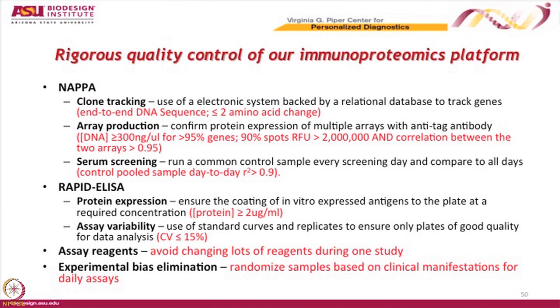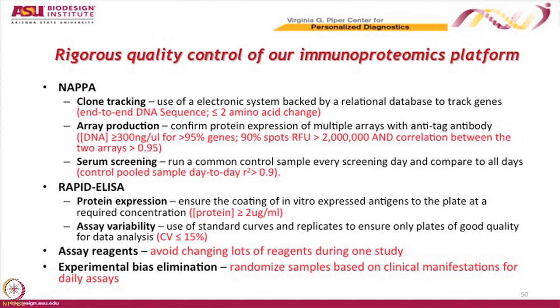Then when we print, we express the proteins and use an antibody, anti-GST antibody, to make sure that there's protein present. And we ensure that 90% of our spots have more than 2 million relative fluorescence units on it. So this tells you that we have good protein levels.